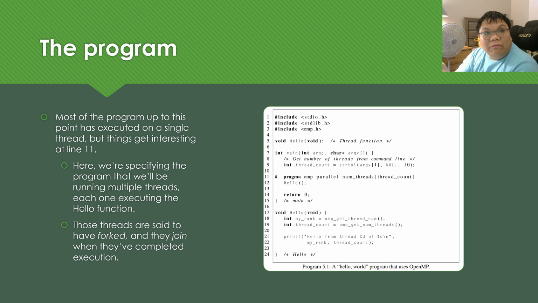But notice that we have not written any code at all needed for it. There is no explicit fork, and there is no explicit join. It's all implicit, just by having this directive here.